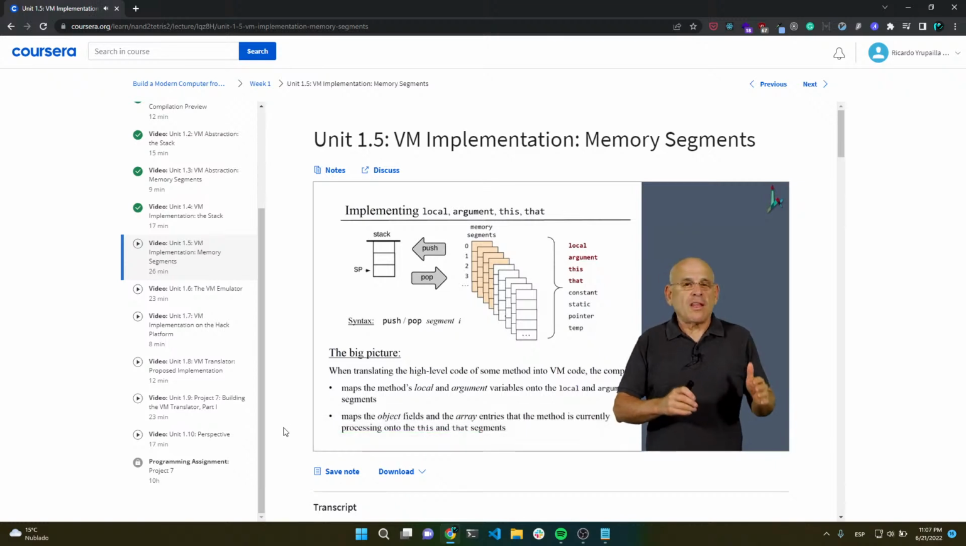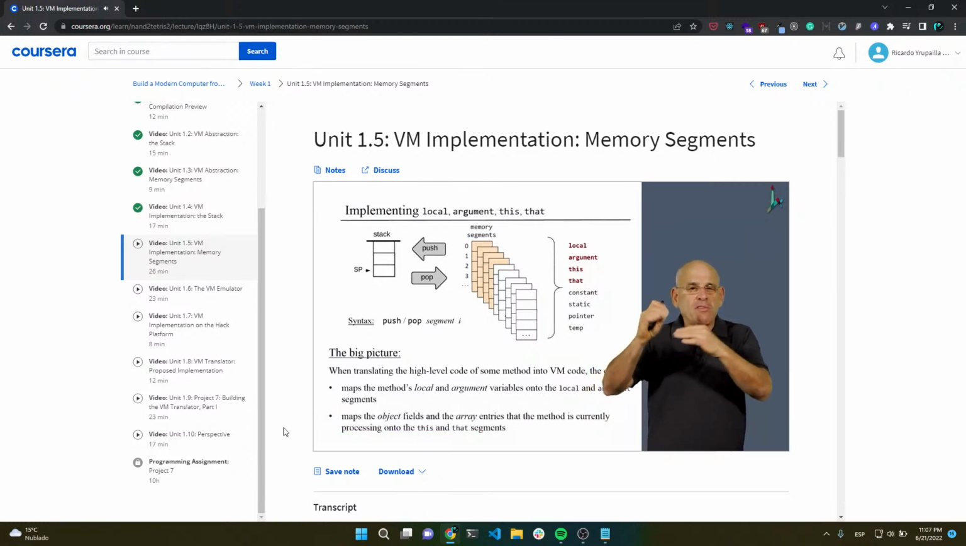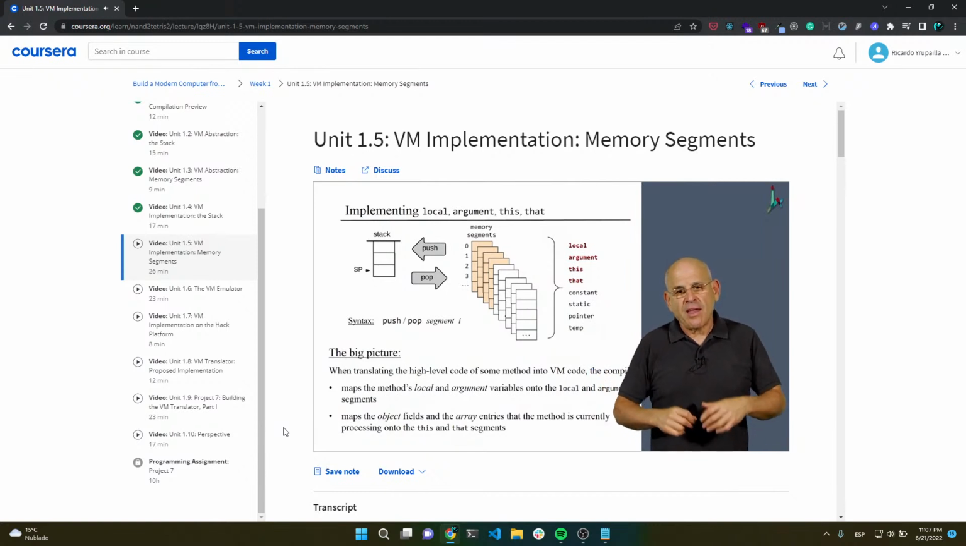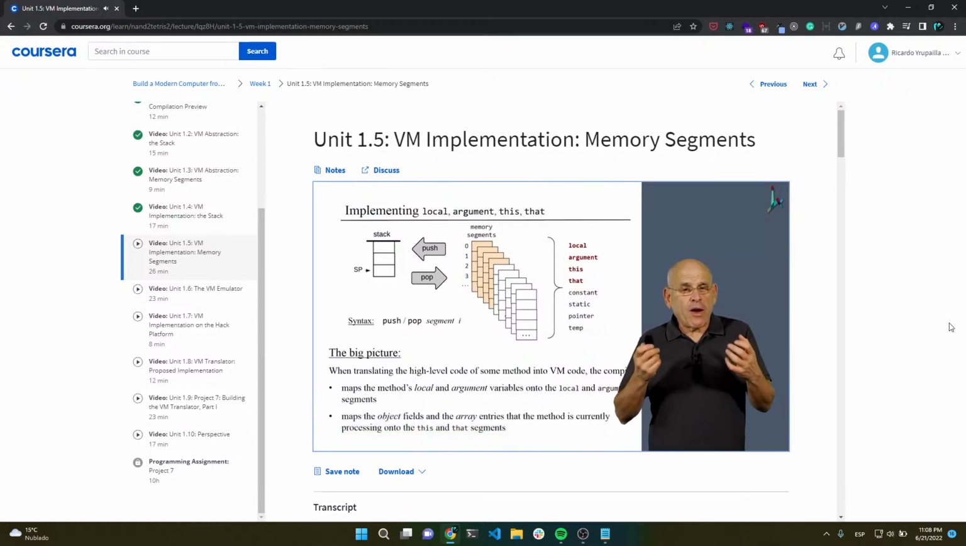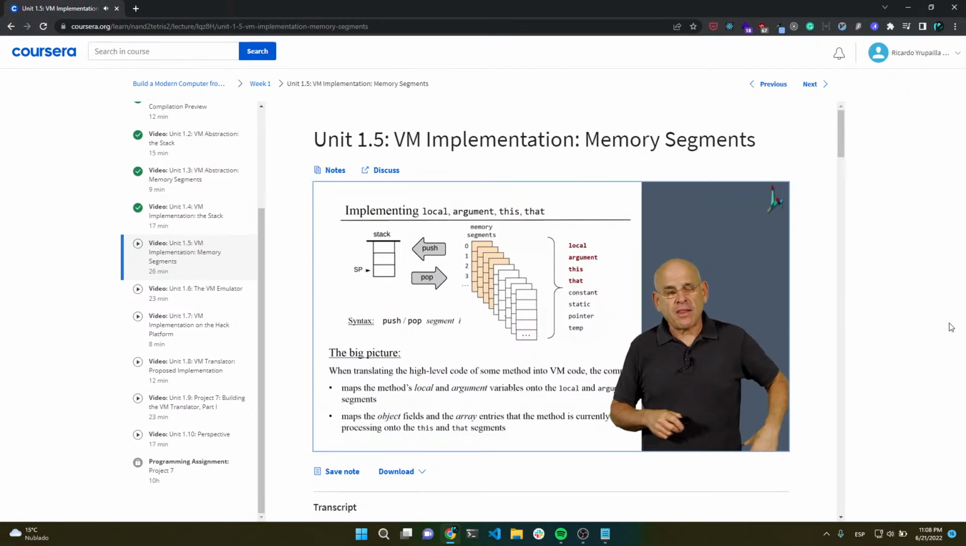The this segment stores the member variables, or the values of the fields of the current object, and the that segment stores the values of the array that the current method may be processing. So basically, we are using these four segments in order to capture this semantics also at the VM level.